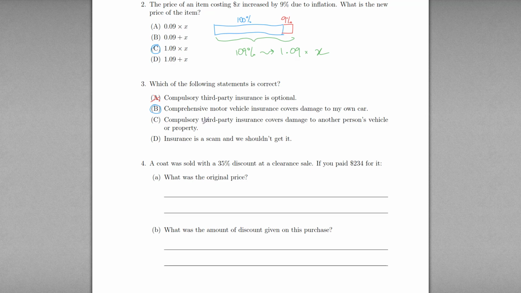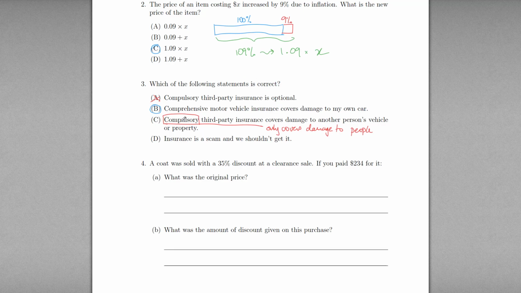So I guess one takeaway from C though is that compulsory third-party insurance, if it's the compulsory type, let me square that one or rectangle that one. Okay, compulsory only covers damage to people. That's one big difference between compulsory and comprehensive or third party.